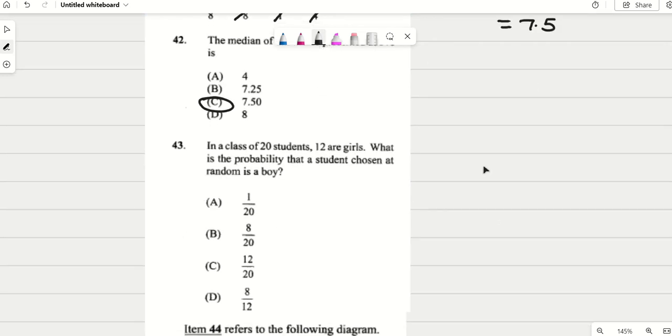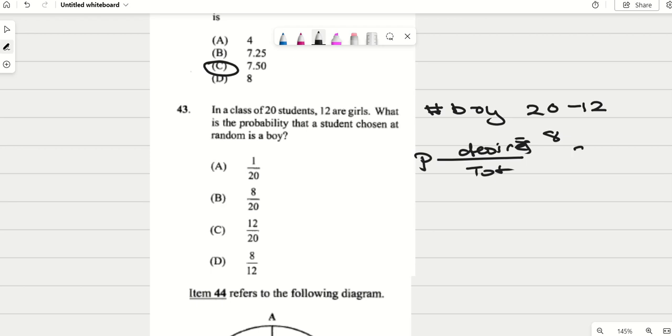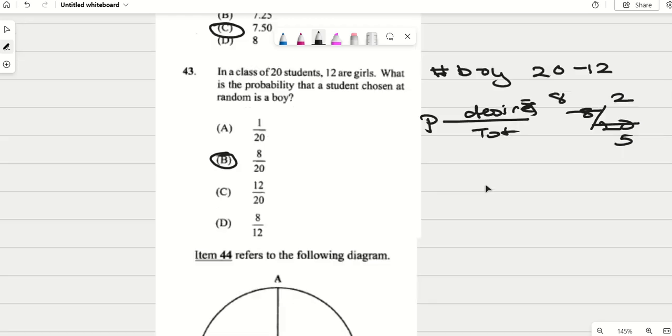Right? Let's do this one. In a class of 20 students, 12 are girls. What is the probability that a student chosen at random is a boy? This is a repeated question, guys. The number of boys would be equal to 20 minus 12, which is 8, right? So your probability is your desired, which is the number of boys over your total. So that's 8 divided by 20. 4 could go into 8 2 times, 4 could go into 20 5 times, so 2 over 5. Or did they leave it as 8 over 20? They did. The answer is B, right?